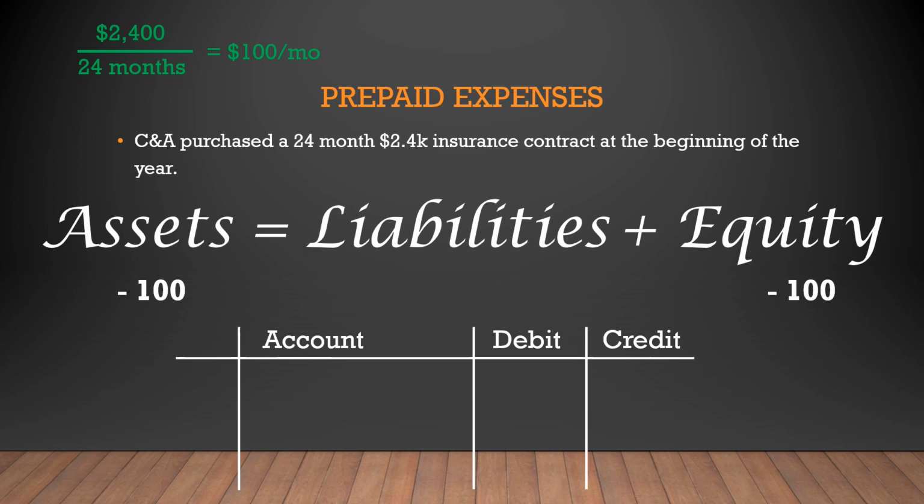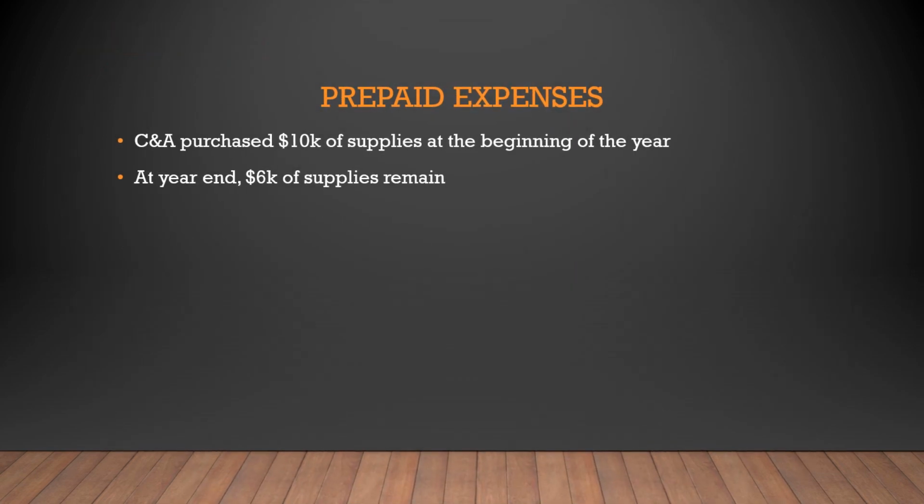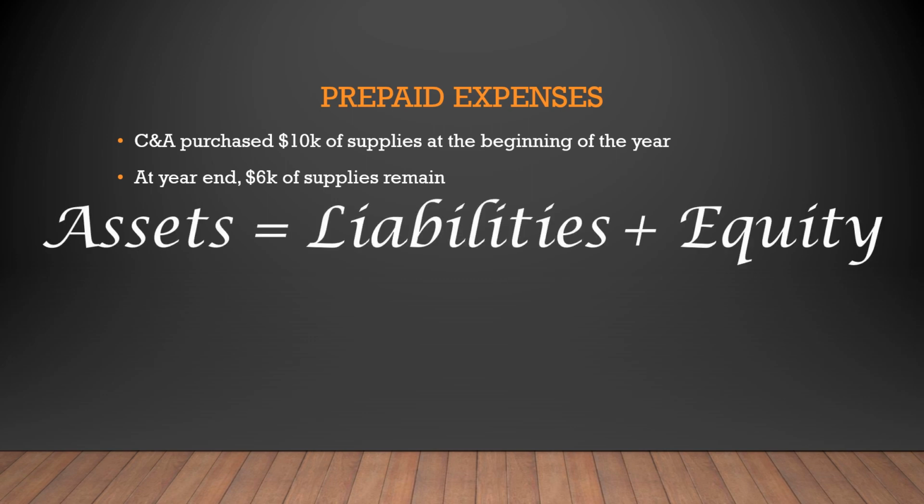As for the journal entry, the consumption of the asset is an expense, which we debit, and to reduce our asset, prepaid insurance gets a credit. Recall that CNA acquired $10,000 of supplies to get the business running. As you observed on the previous slide, the accounting equation is always helpful to decipher transactions.